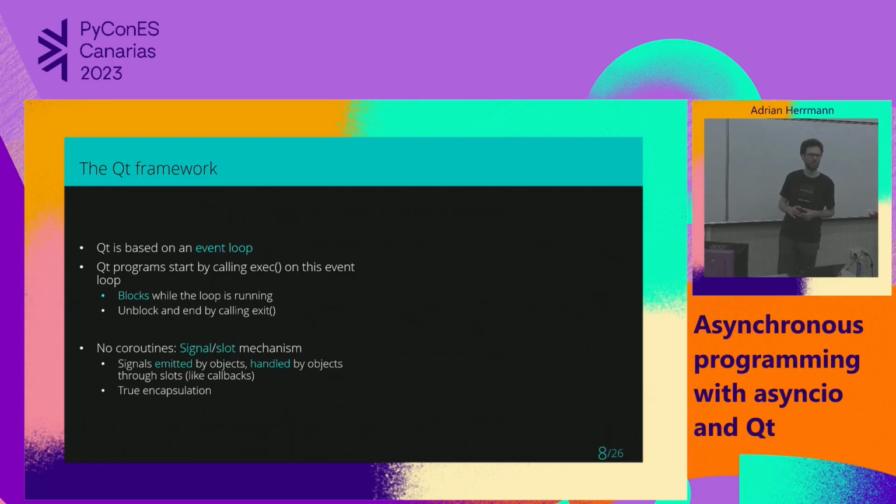There are no coroutines in Qt. We've got a mechanism that's called signals and slots. You can picture slots as basically callbacks. An object can emit a signal, and it does not know who's going to handle it. We can register a slot to the signal, and the slot is basically like a callback. Through this mechanism, we have encapsulation between objects, and we've got these signals, but we don't have coroutines.